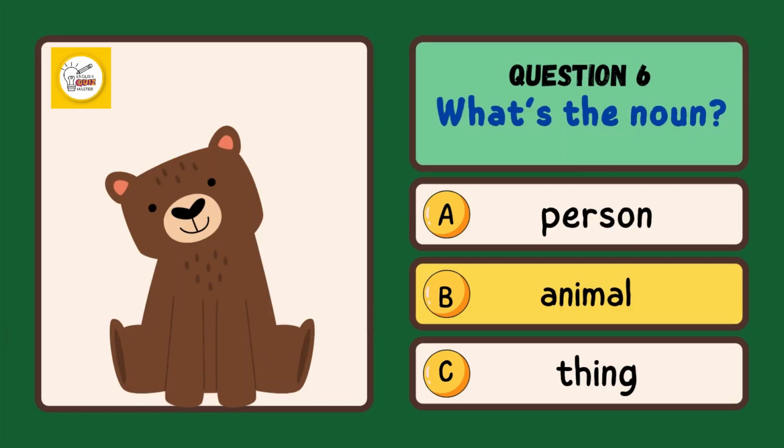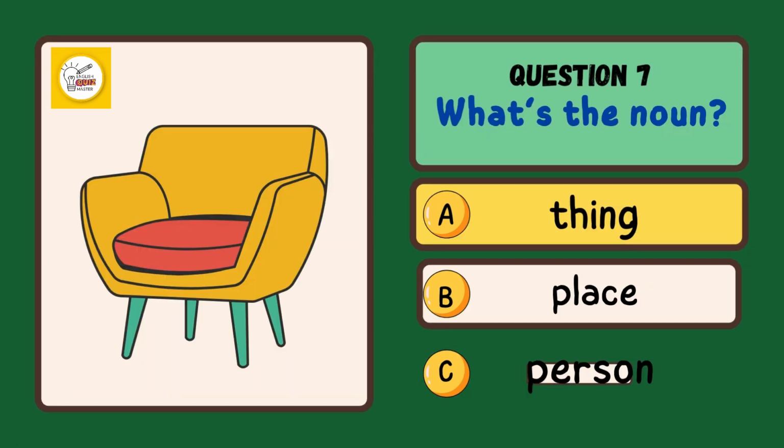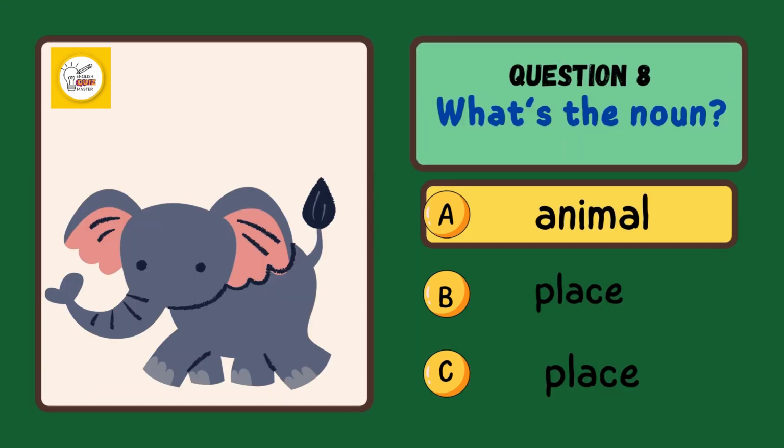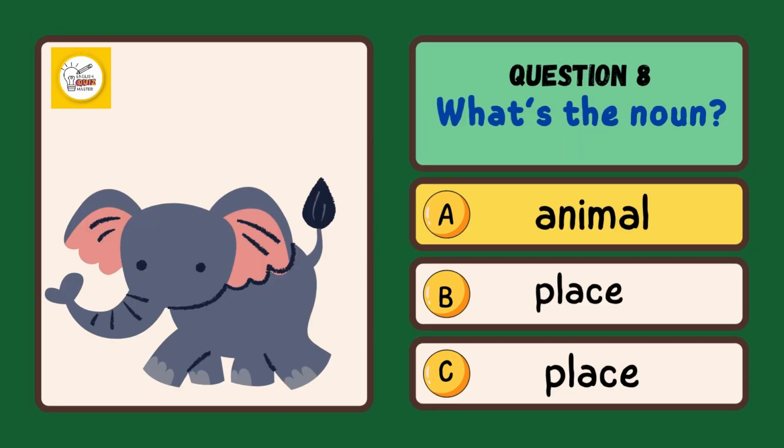Question number 6. The correct answer is B. Animal. Question number 7. The correct answer is A. Thing. Question number 8. The correct answer is A. Animal.